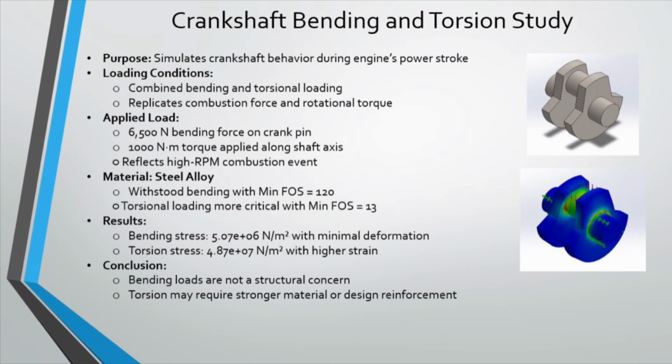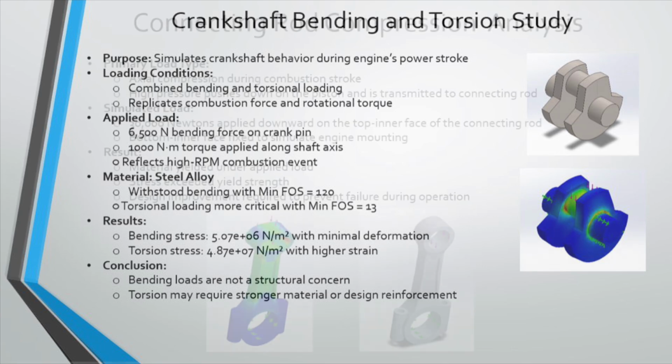This analysis evaluates the crankshaft under combined bending and torsional loading during the power stroke. A 6,500 Newton force and 1,000 Newton meters of torque were applied to simulate combustion and rotation. The bending results showed minimal stress with a very high factor of safety of 120. However, torsional loading was more critical with a factor of safety of 13. This indicates the current design may need reinforcement or stronger material for long-term reliability.